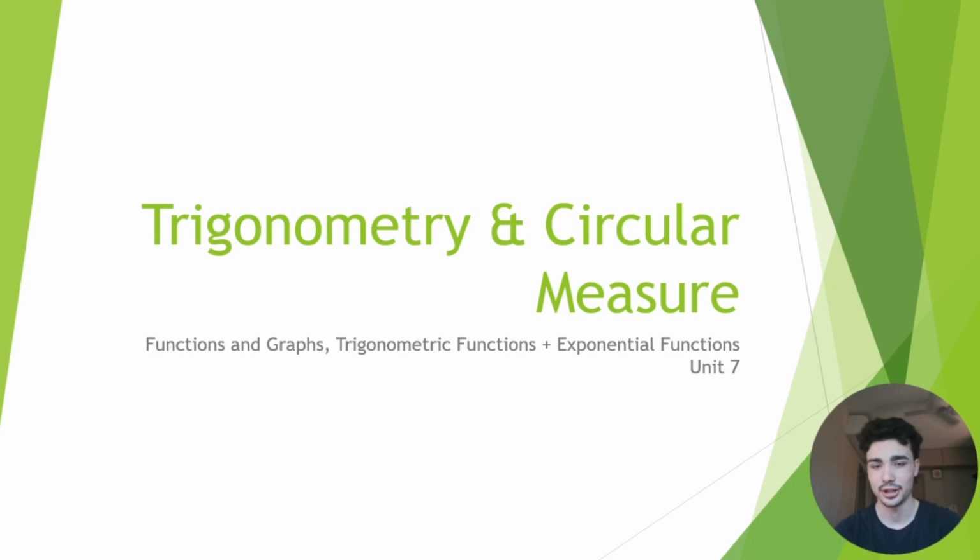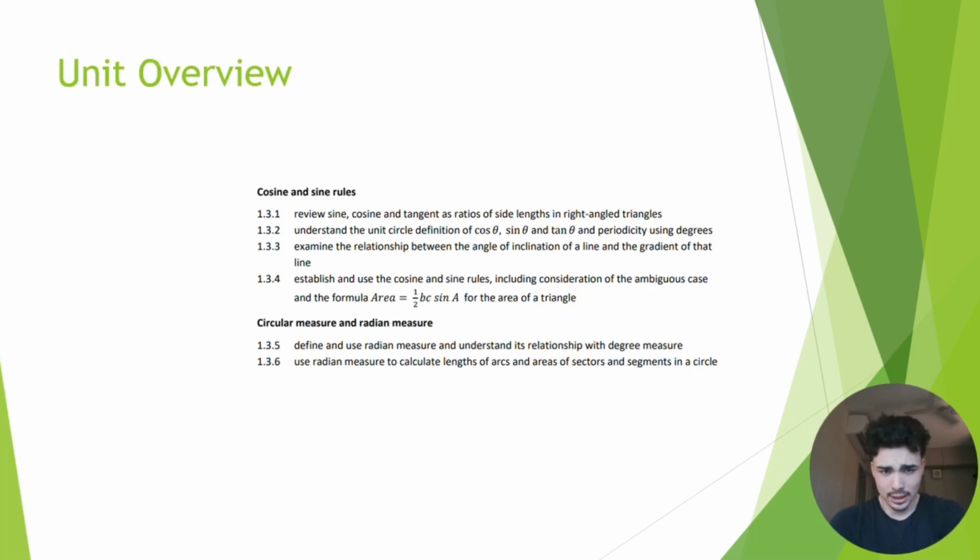So let's get into the unit overview. The first thing I'm going to do is review what sine, cosine, and tan are, as we currently understand them in terms of SOHCAHTOA, and then I'll extend that into a unit circle definition for sine, cosine, and tan, which is a lot more versatile and lets you deal with angles outside of the bounds between 0 and 90 degrees.